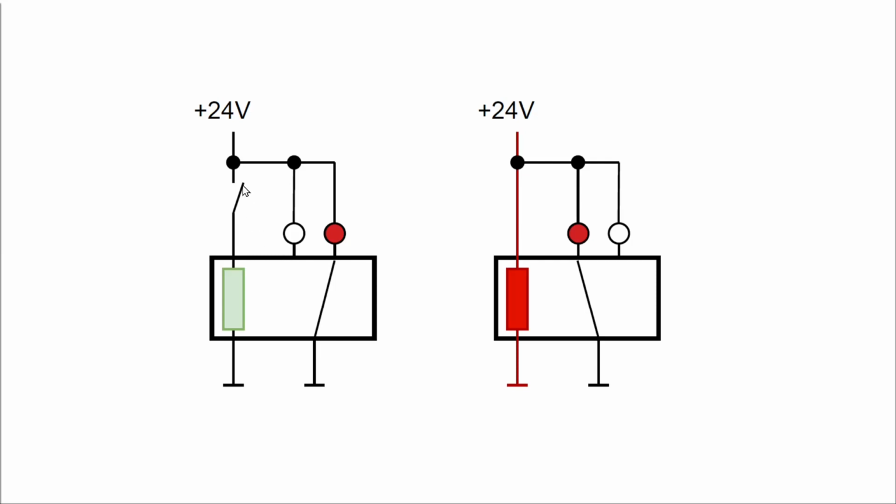So if I close this switch, current flows through the coil, and the switch here switches its position, and instead of connecting these two pins, these two pins are connected together. And that's all. There is nothing more. It is a controlled switch, nothing more.